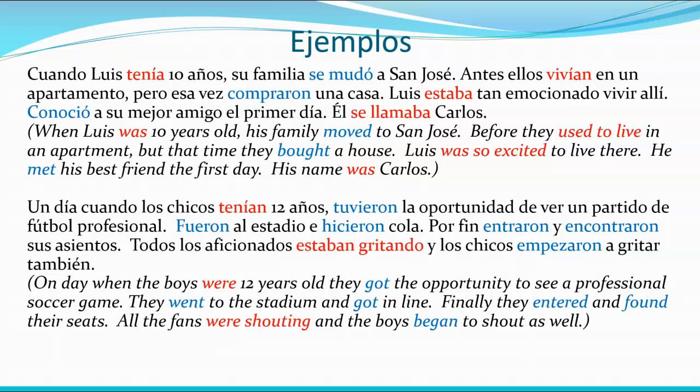And in class, we're going to watch a scene from the Avengers, and we're going to talk about some of the background information that's going on, or description, and then what happened in the scene, showing the difference of the preterite and imperfect.